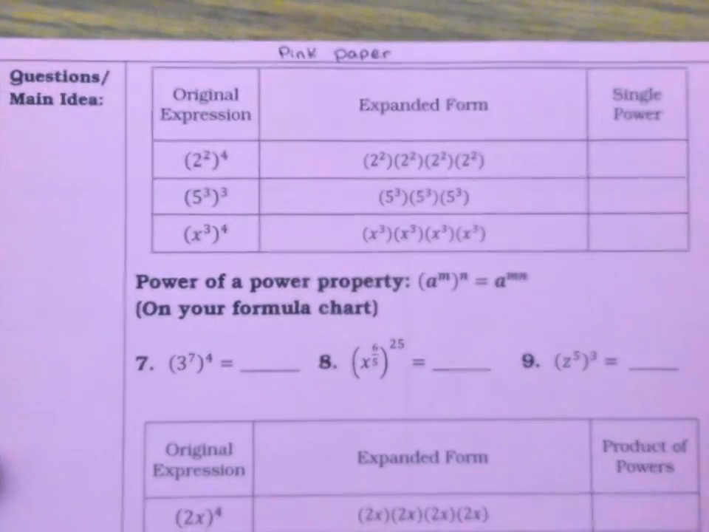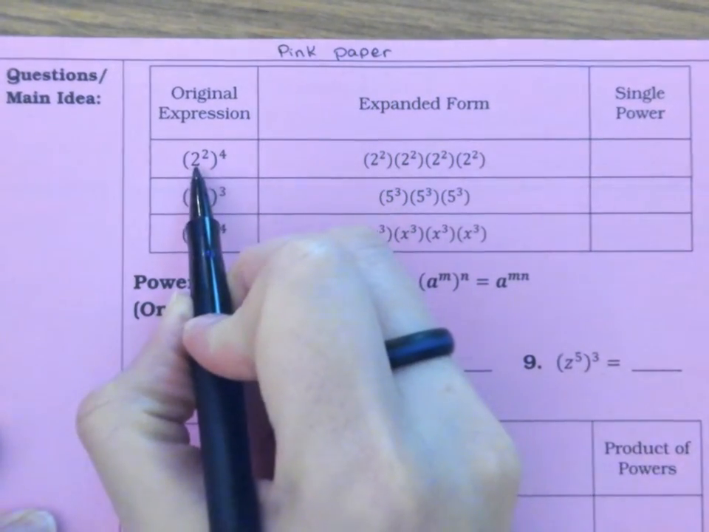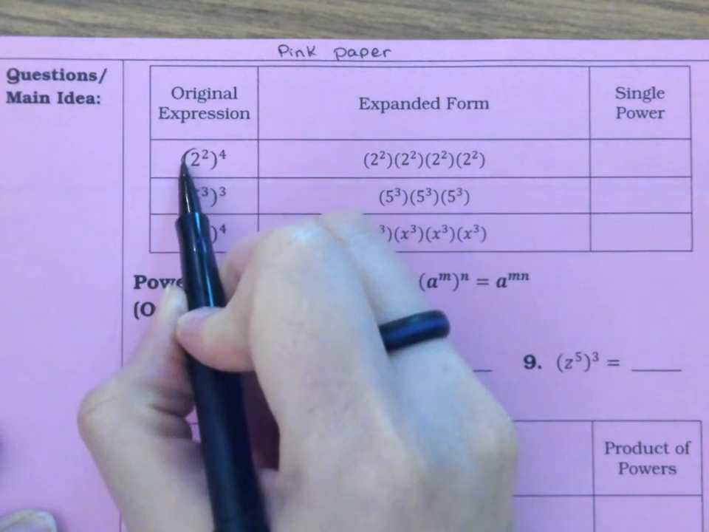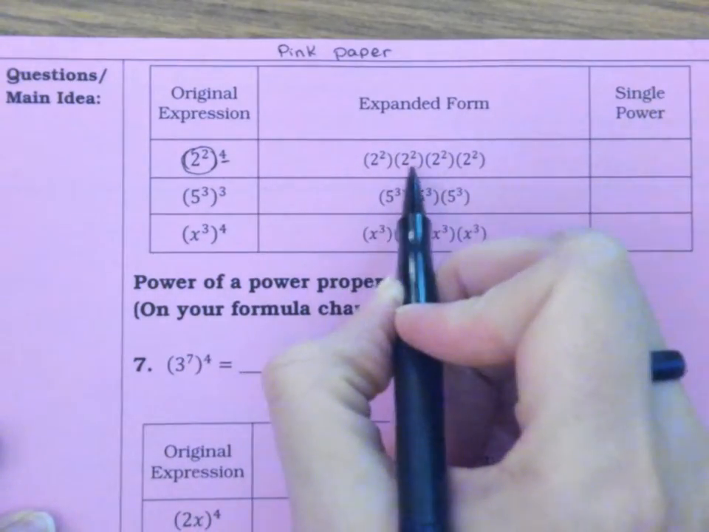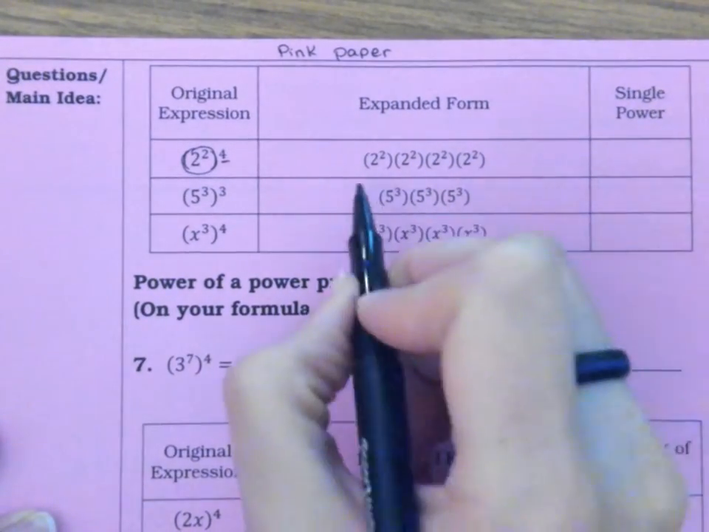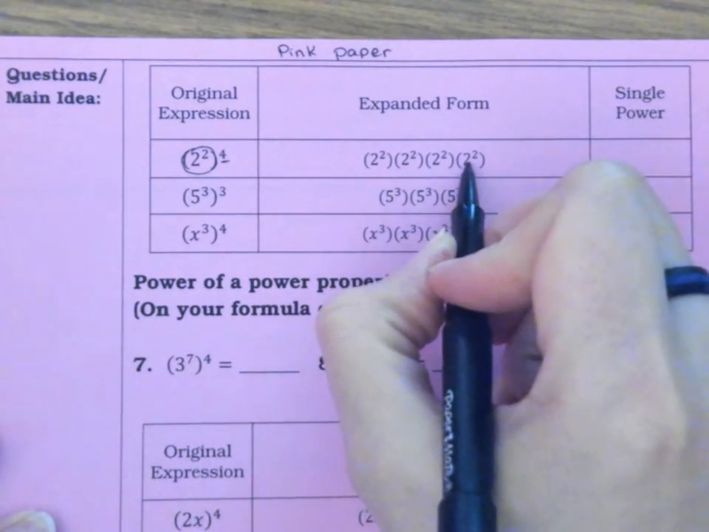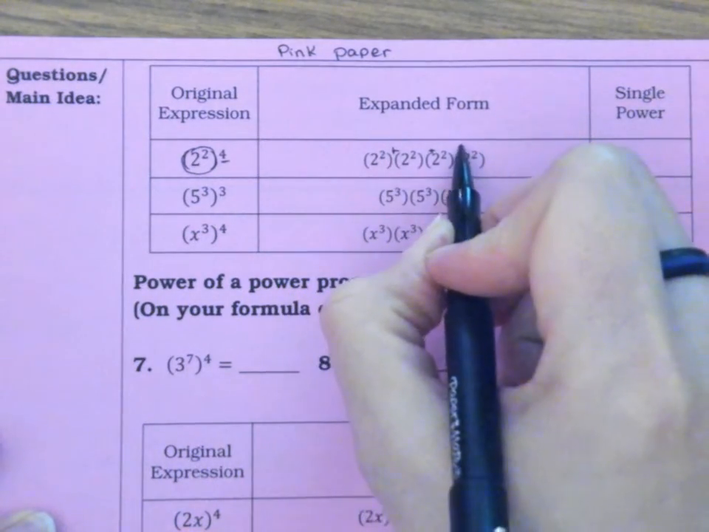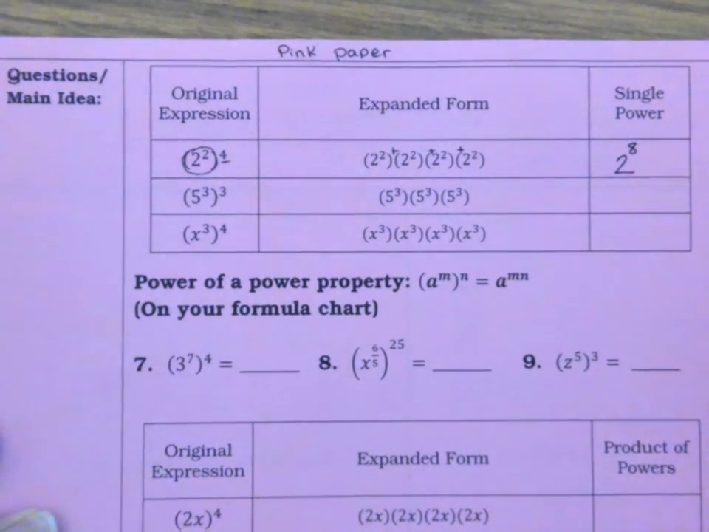And we're going to continue talking about exponents, and we're going to use the rule that we just learned yesterday. So this one says 2 squared, all of it raised to the 4th power, which means I write this whole thing 4 times. And so I already wrote that out for you. And then we're going to use the rule from yesterday, which means if we're multiplying the same base, we add the exponent. So 2 plus 2 plus 2 plus 2 gives me 8. So it's 2 to the 8th power.